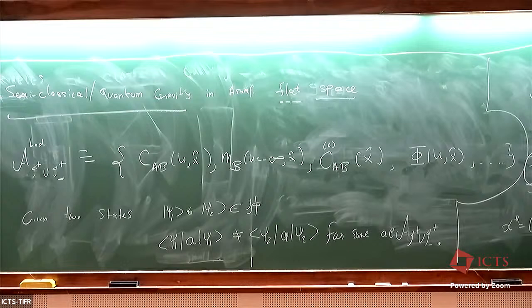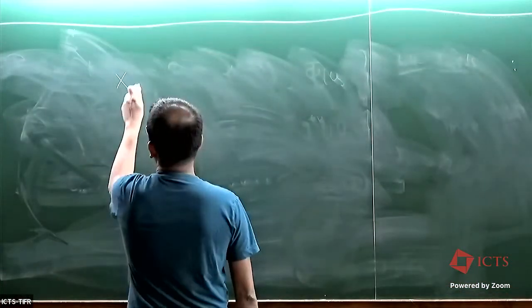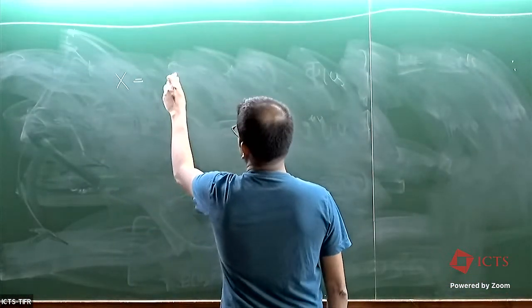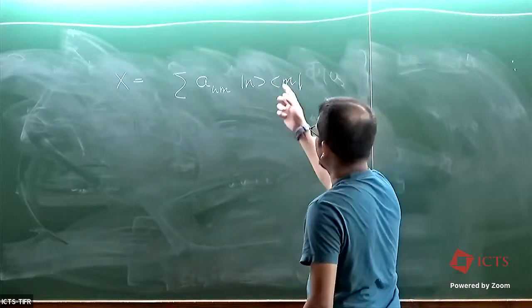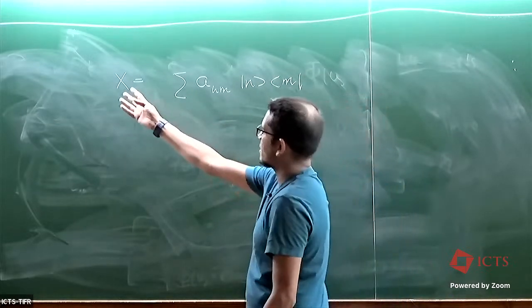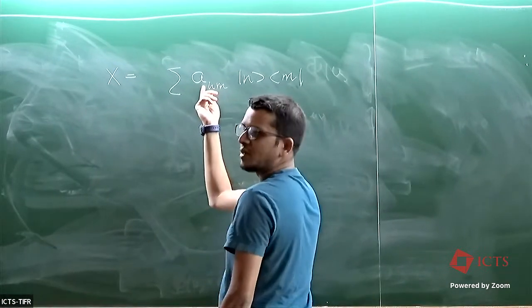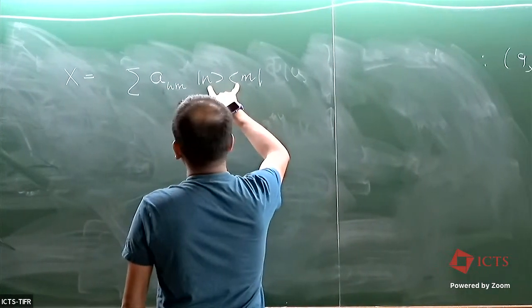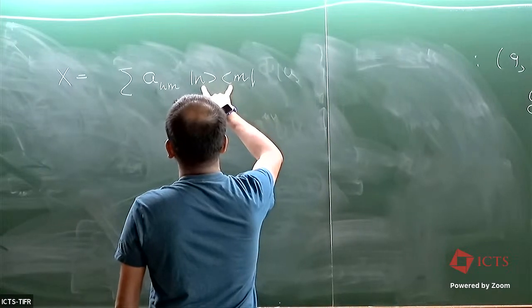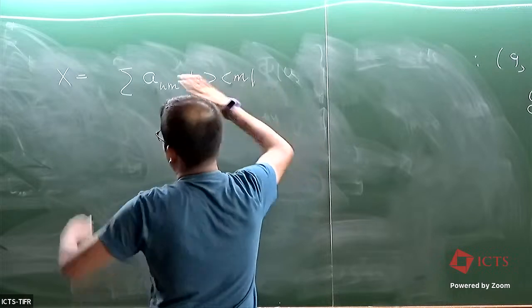But the basic idea is the following: take any operator in the bulk which is of the following type. Let's take an operator X of the form summation A_nm |n><m|, where n and m are some boundary energy eigenstates, and it's some generic operator which I am defining in the bulk. Depending on the coefficients, it could be localized somewhere. Now the point is that we want to ask how this generic operator is localized only in terms of this boundary algebra.